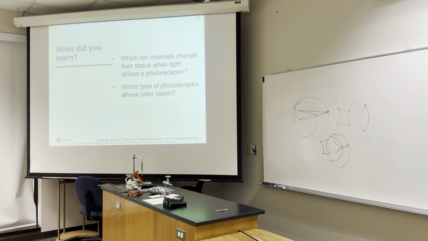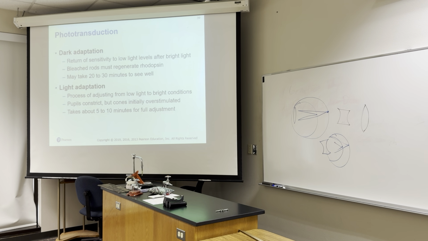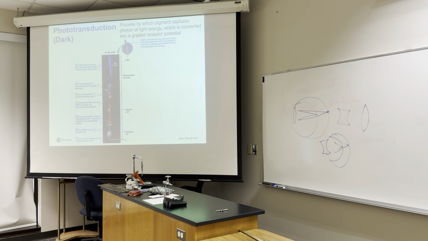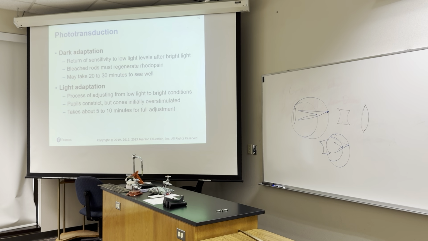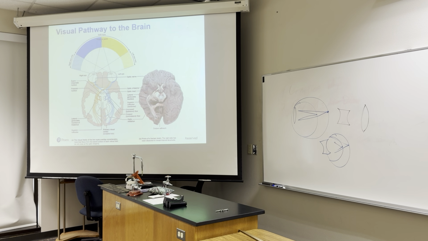Okay, so which ion channels change their status when light strikes a photoreceptor? Did I tell you the name of that? I did not. That is cyclic GMP. Let's talk about that. I forgot to talk about it. So the cyclic GMP gated ion channel opens. Cyclic GMP gated. GMP means what? Guanosine monophosphate. That is cyclic guanosine monophosphate gated ion channel.